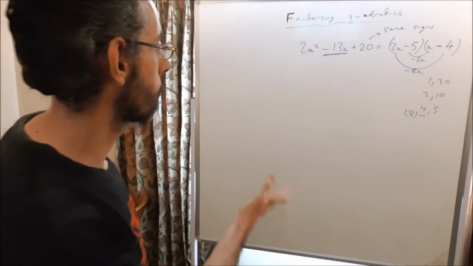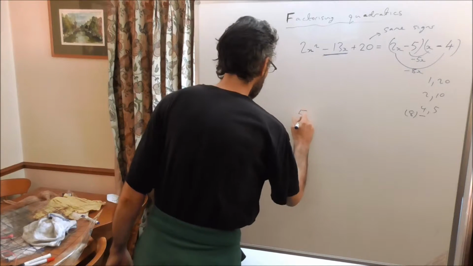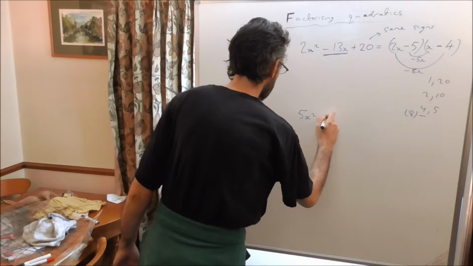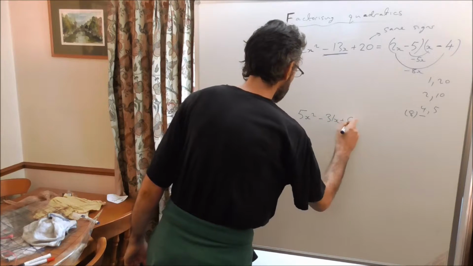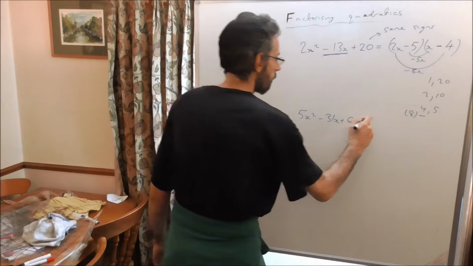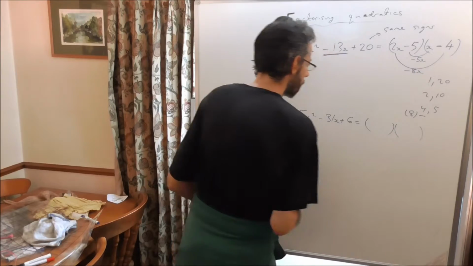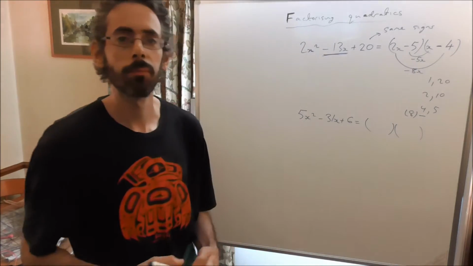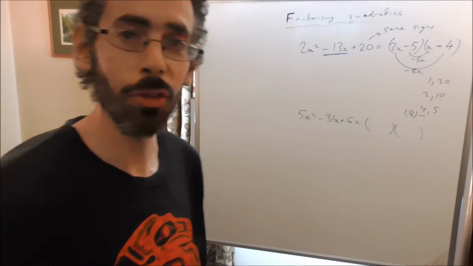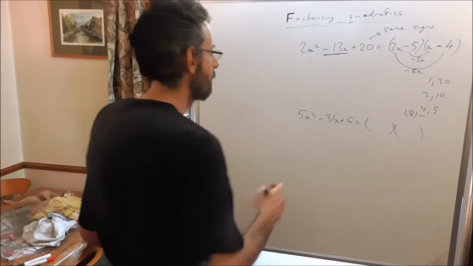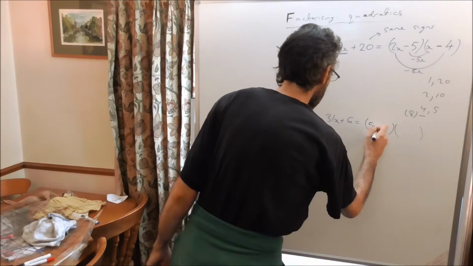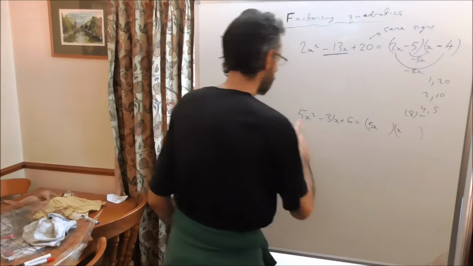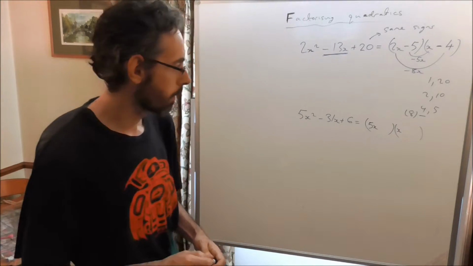Right, let's do another example similar to that one. 5x squared minus 31x plus 6. Double brackets. Right, what do we need at the start of the brackets this time to get 5x squared? Well, it's just going to be 5x and x. 5x times x is 5x squared.